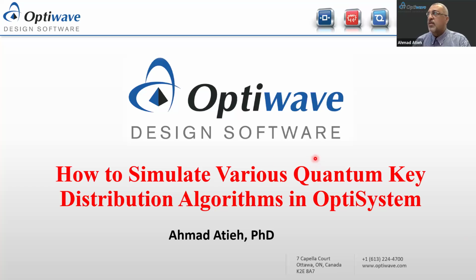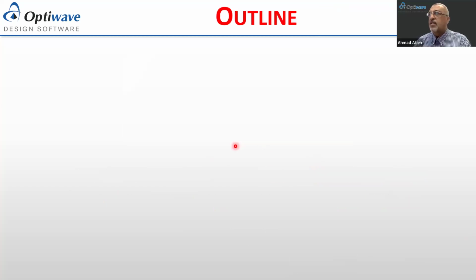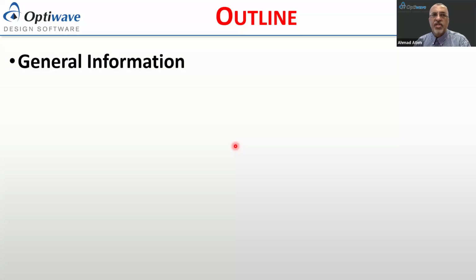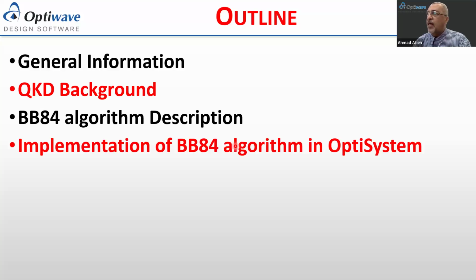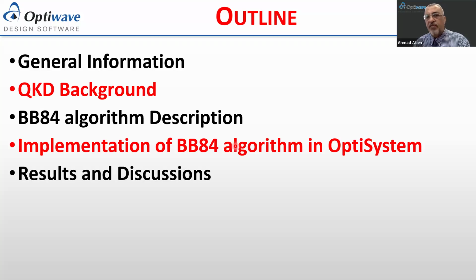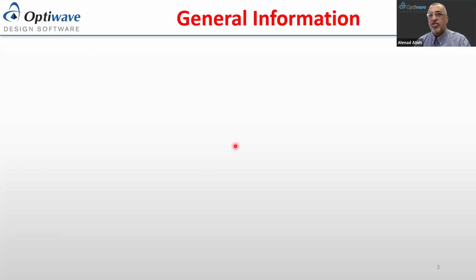Okay, so to start this webinar, I'm going to be giving some general information about Optiwave. Then I'm going to give some quantum key distribution background. I'm going to describe the algorithm for BB84. Then I'll show how to implement this algorithm in OptiSystem, in addition to another couple of algorithms. Then I'll show you some results and discussions, and we conclude. Then we open up for questions.